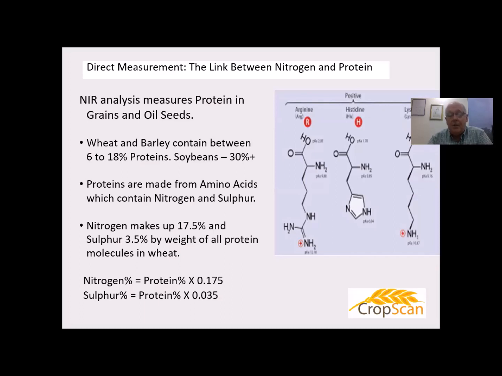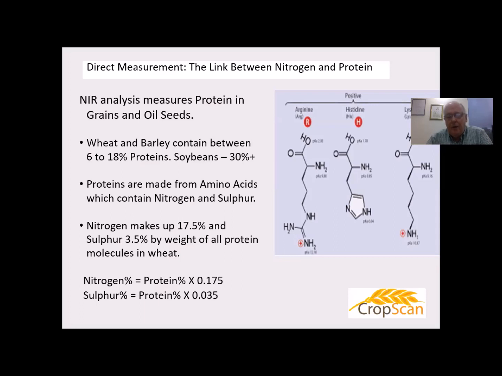All the proteins are made up of amino acids, which then contain nitrogen and sulfur. And you can see in the graph there lots of typical amino acids and all the nitrogen-hydrogen bonds that are there. And that's what the near-infrared measures.